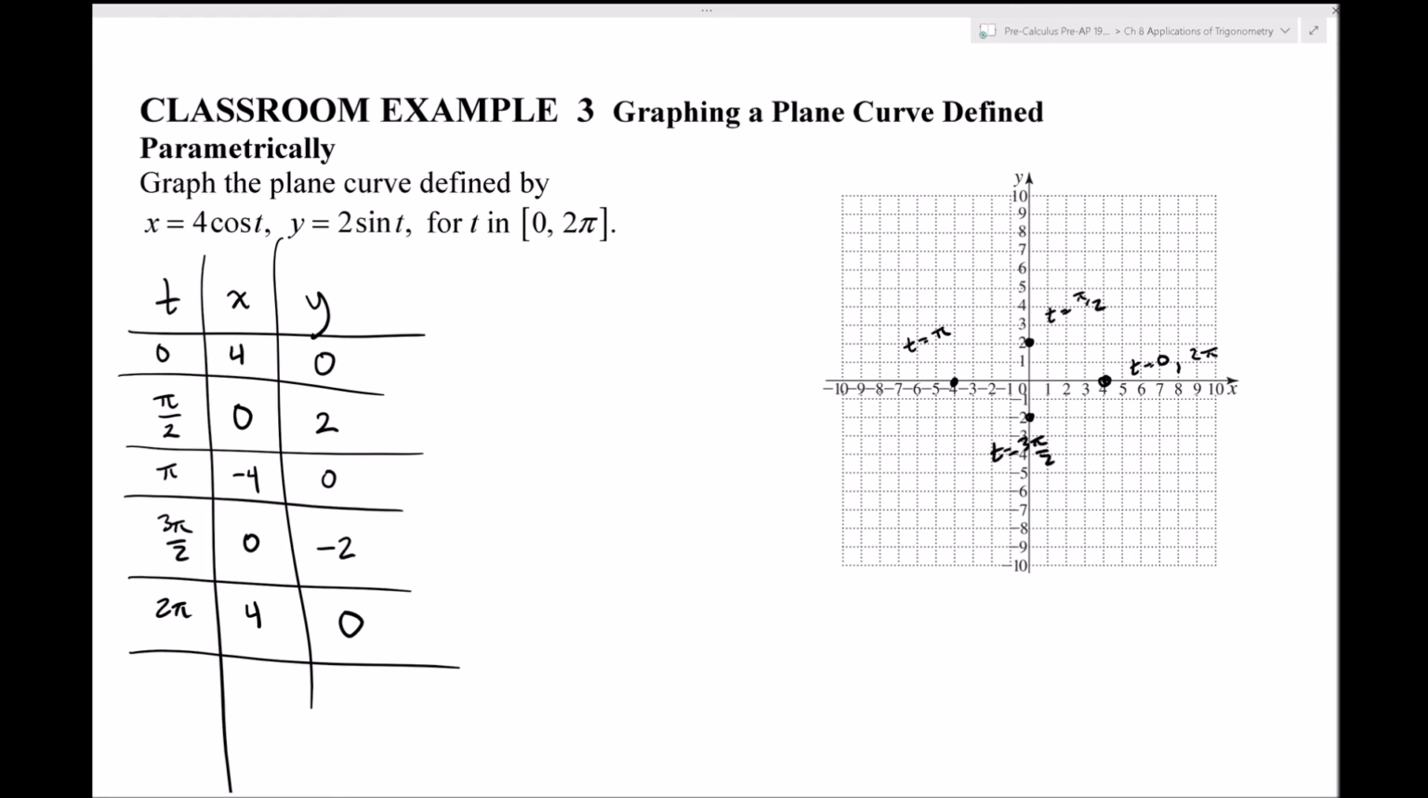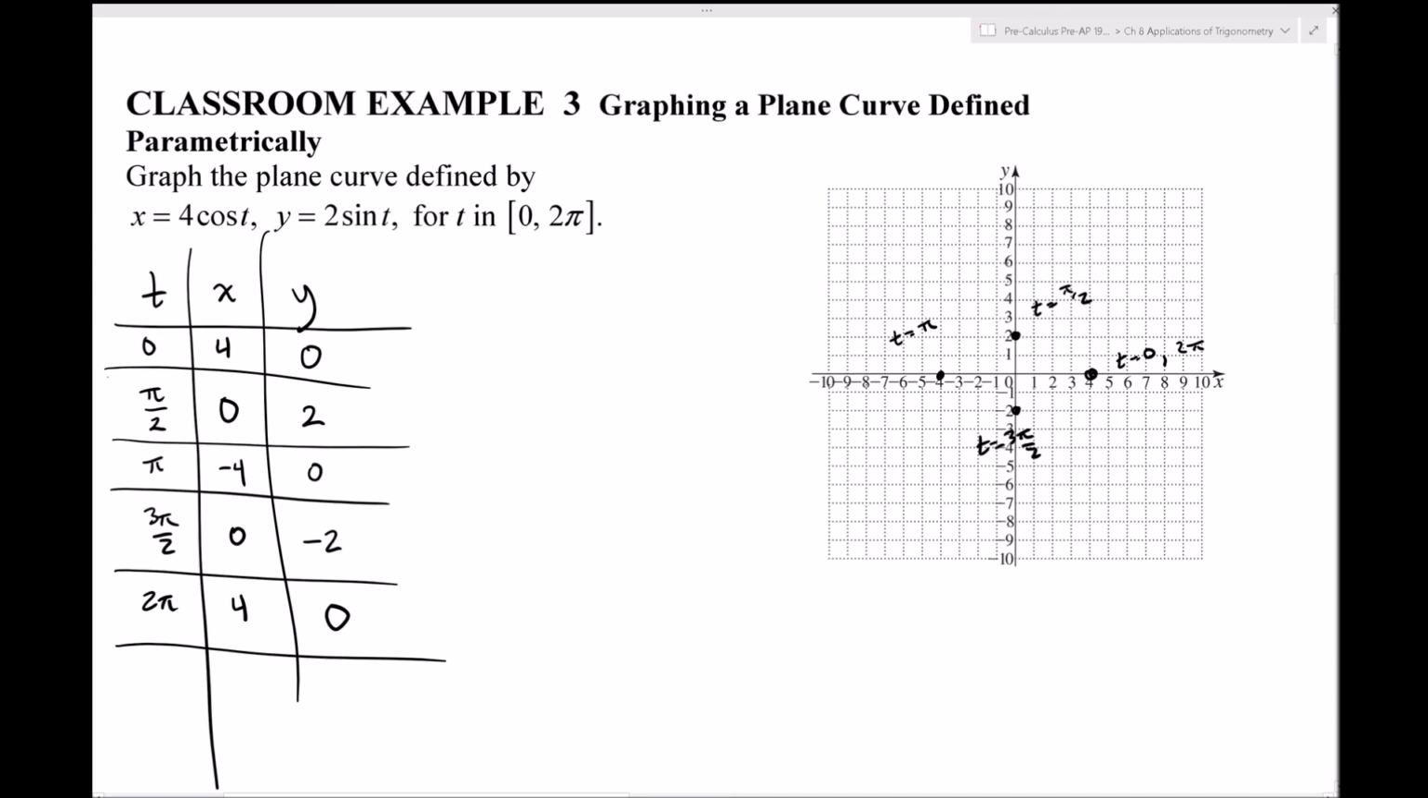So if I had graphed a few more points, maybe let's say pi over 4, square root of 2 over 2. So that would be 2 square root of 2. And this would be square root of 2 over 2 times 2, which is square root of 2. And that's kind of weird. So x is 2 square root of 2. What does 2 square root of 2 look like?